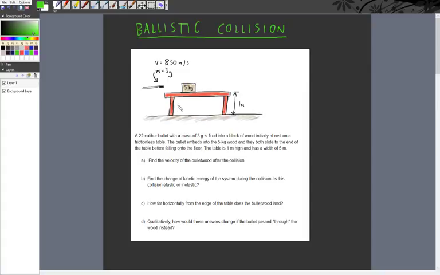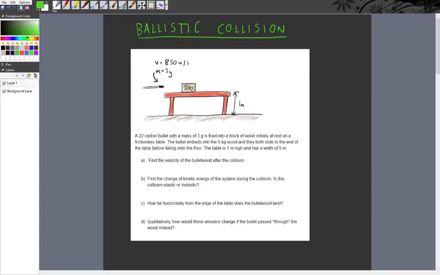Okay, so let's go ahead and read the problem. A .22 caliber bullet has a mass of 3 grams and it's fired into a block of wood. The velocity is 850 meters per second. The block of wood is initially at rest, and it's on a frictionless table. The bullet's going to embed into the 5 kilogram block of wood, and they're both going to slide to the end of the table before falling off onto the floor. The table is 1 meter high and has a width of 5 meters. Part A says, find the velocity of the bullet-wood after the collision.